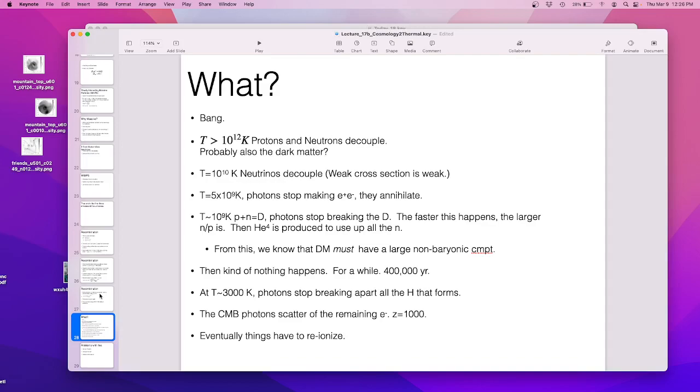I'll talk about the CMB in a second, actually. But I just want to sum up everything that I had to say. First, there's an explosion. We don't know why, but there it is. Then around 10 to the 12 Kelvin, protons and neutrons decouple. Probably also the dark matter, but we don't know. Then neutrinos decouple, because the weak cross-section is weak. Their mass is small, but the weak cross-section is really crappy.